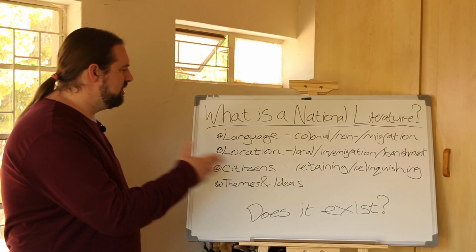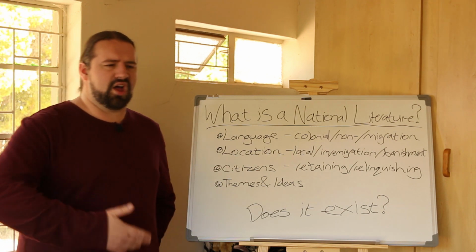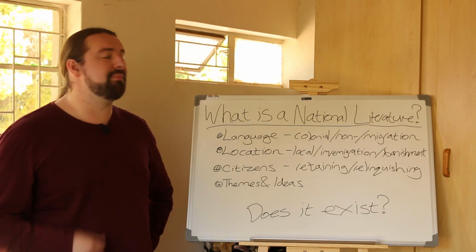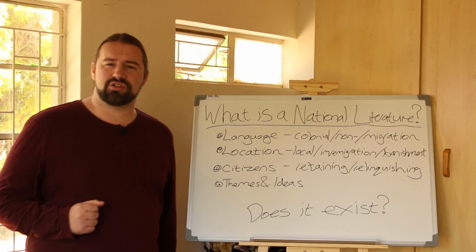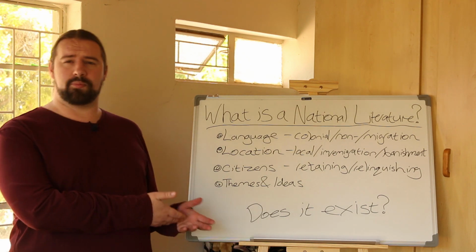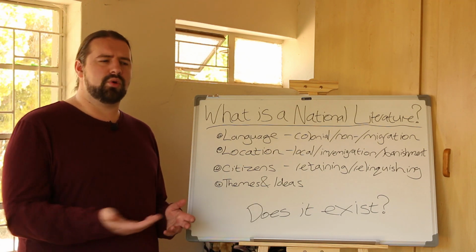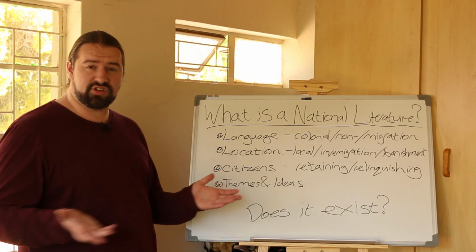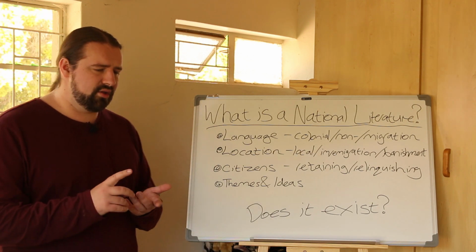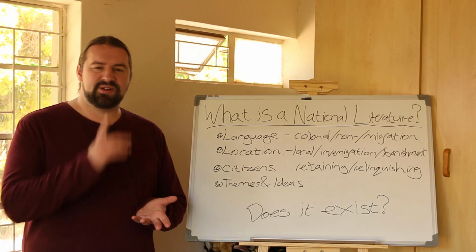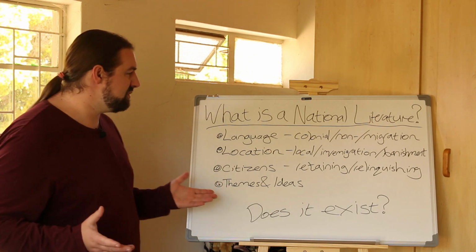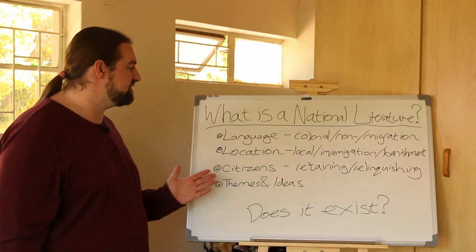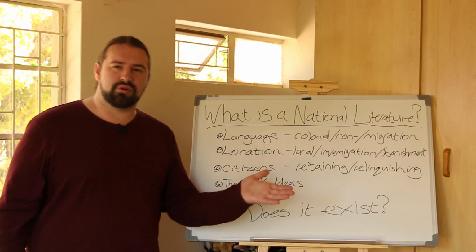Immediately, if we were to say American literature must be in English, okay, but there's a huge Spanish population there, so couldn't that also be American literature? Now in terms of South Africa, it has 11 official languages. So does it have 11 different types of national literature? Are there 11 different types? Here's where it gets a bit confusing.